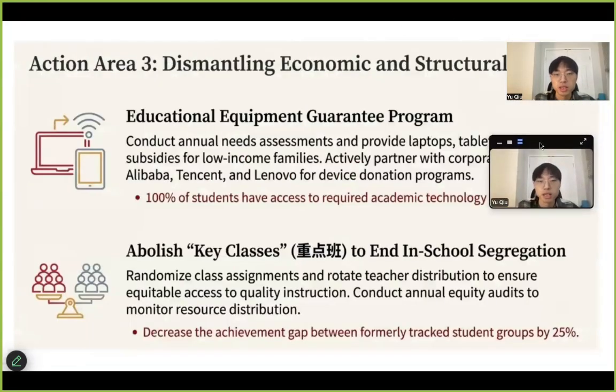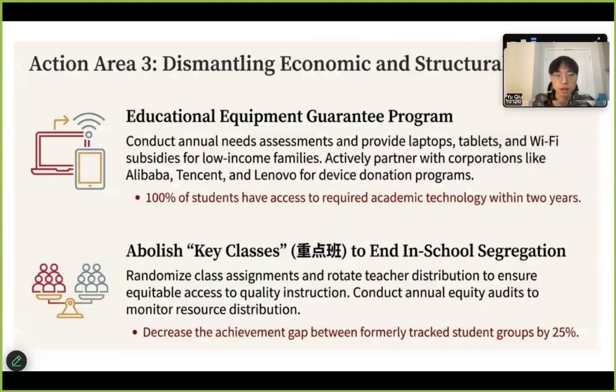Area 3, dismantling economic and structural barriers. Educational equipment guarantee program. We can conduct annual needs assessments and provide laptops, tablets, and Wi-Fi subsidies for low-income families. Actively partner with corporations like Alibaba, Tencent, and Lenovo for device donation programs. And the goal is 100% of students have access to required academic technology within 2 years.